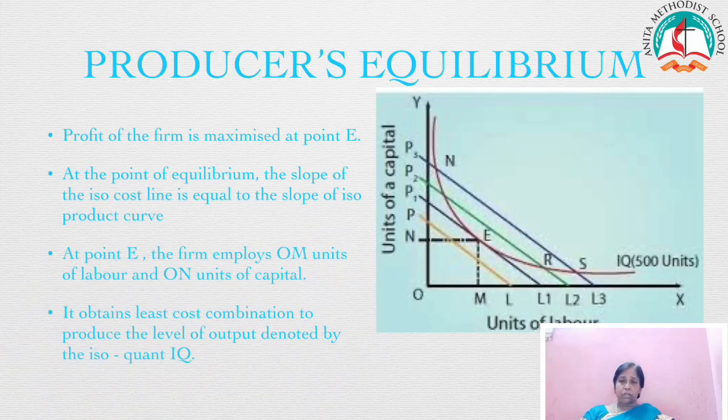That is, to produce these 500 units, the firm uses OM units of labor and ON units of capital, that is, the least cost according to the budget, and produces the product. That point is called the equilibrium point, point E. The points R and S are on a higher isoquant curve. It means they give higher expenditure, and that is not suitable for the firm. So this is known as producer's equilibrium.